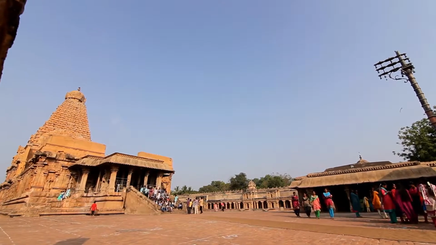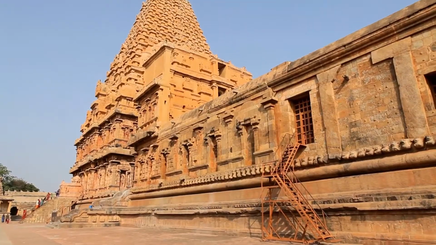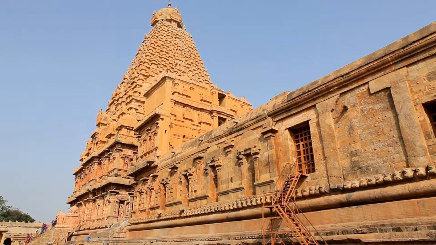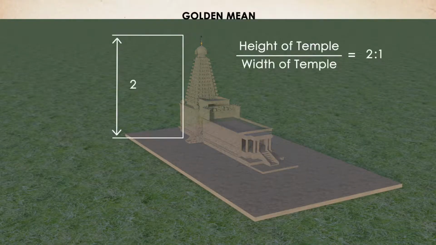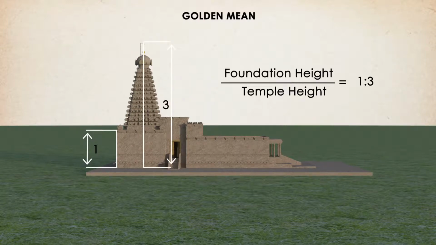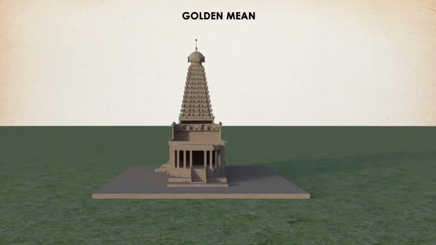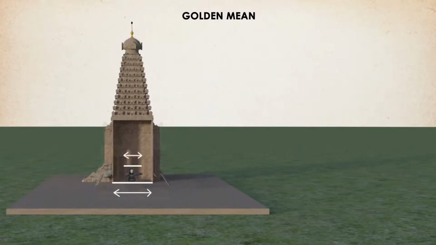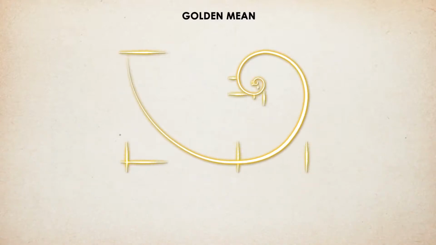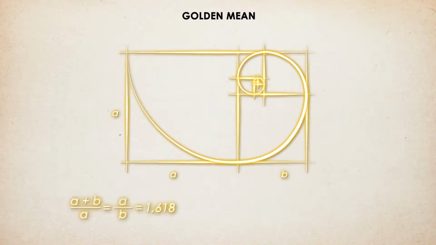Almost all ancient Hindu temples follow a set of design guidelines. Usually the height of the temple should be double its width, and the height of the foundation above the ground, with the steps, equal to a third of this height. The sanctum sanctorum should be half the width of the temple, and so on. These guidelines translate into various interpretations of the golden mean.